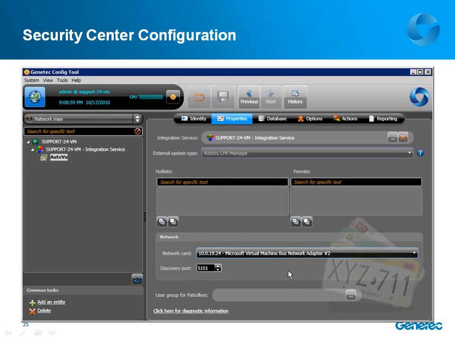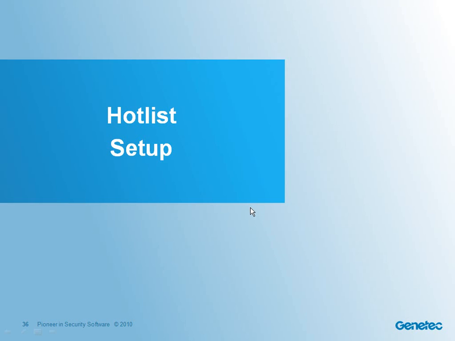Now, before moving on from our LPR Manager configuration, let's go back to our properties here, where you can see that we have the network card there now, and our discovery port has been set up according to what we set it to when we created the LPR Manager under the integration service. We're going to go back to the properties in a few minutes, but first we need to set up our hot lists in the Security Center.